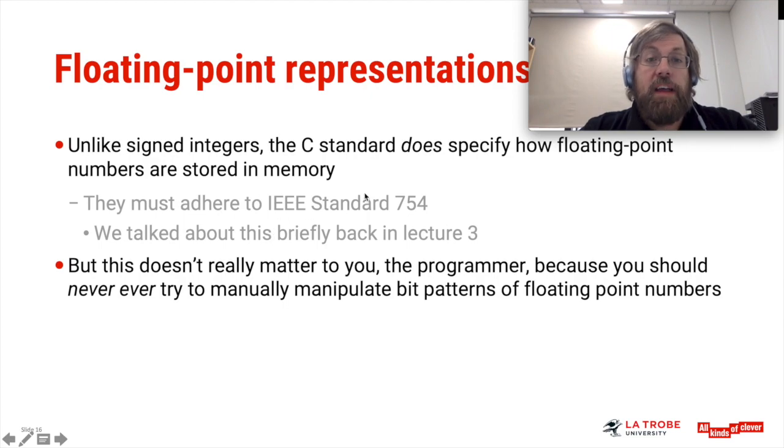Unlike the signed integers, C does specify how floating point numbers are stored in memory. They must adhere to IEEE standard 754, which we talked about briefly back in lecture 3. But to you, it doesn't really matter, because as a programmer, you should never, ever, ever try to manually manipulate the bit patterns of floating point numbers. You should always be using unsigned ints, unsigned shorts, unsigned chars, unsigned long if you really need a lot of digits, but you should be using unsigned integer representations if you care about their bit pattern.